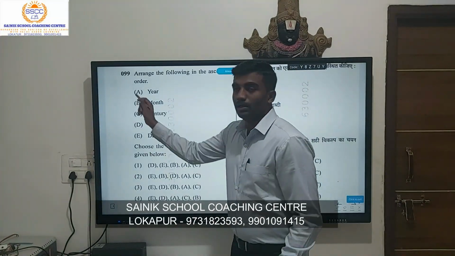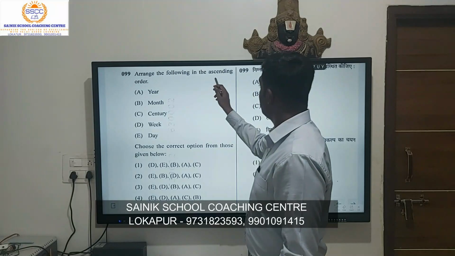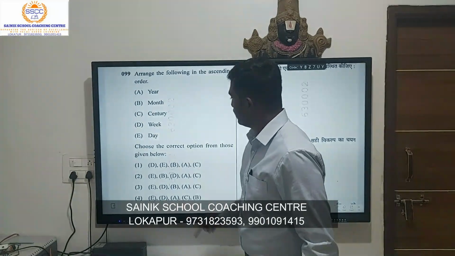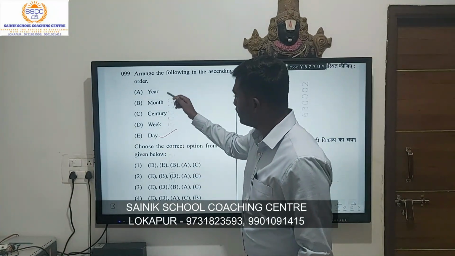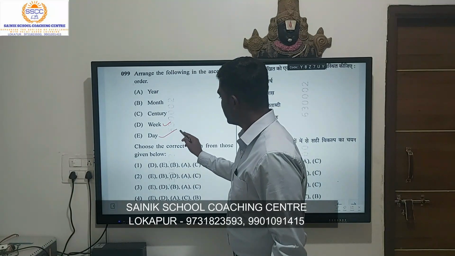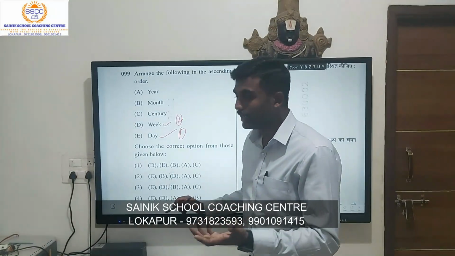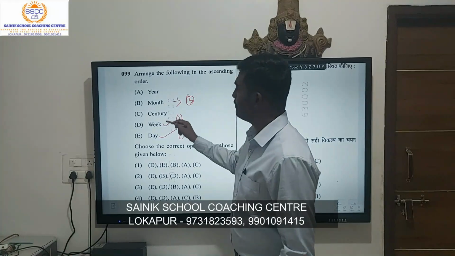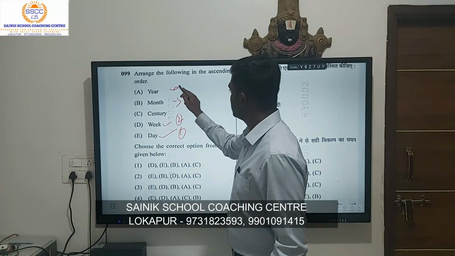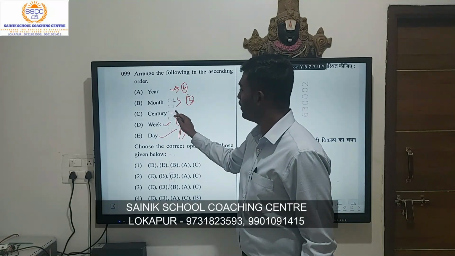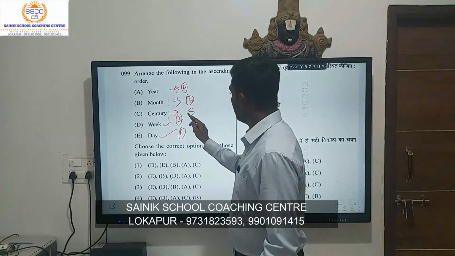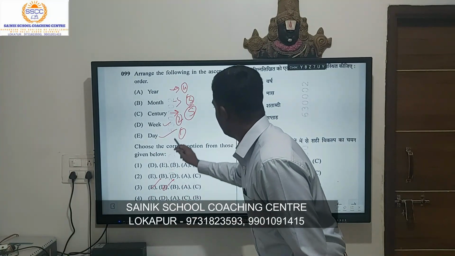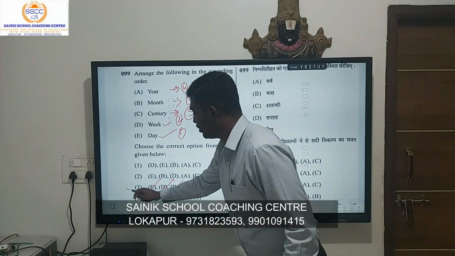Question number 99. Arrange the following in ascending order from the smallest to the biggest one. We see day is the smallest component among the given ones, and the second is week, which is a group of 7 days, and we have month, which is a group of 4 weeks, and we have a year, which is a group of 12 months, which comes fourth in the ascending order, and a group of 100 years essentially comes last. If you look at the options, it is E, D, B, A and C, which is option 3.